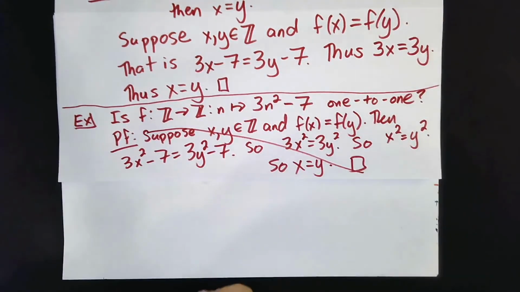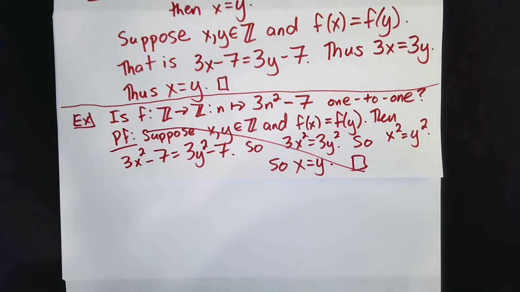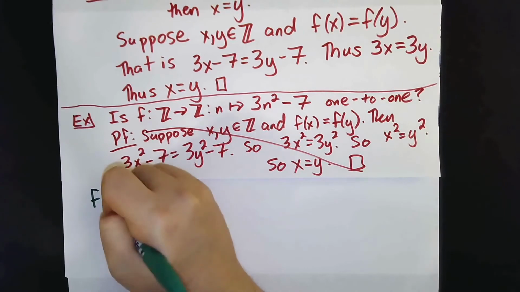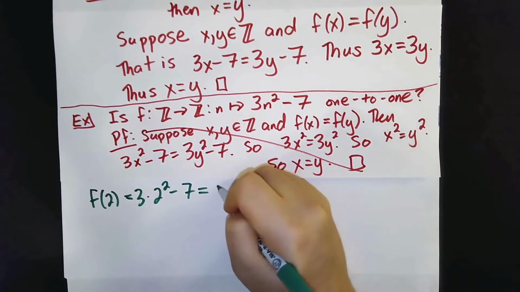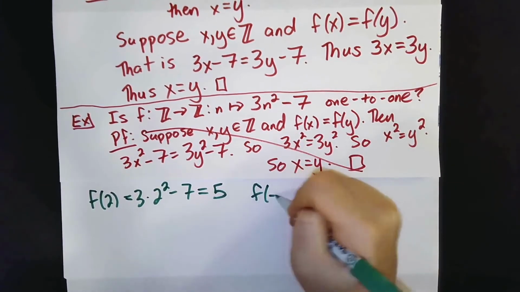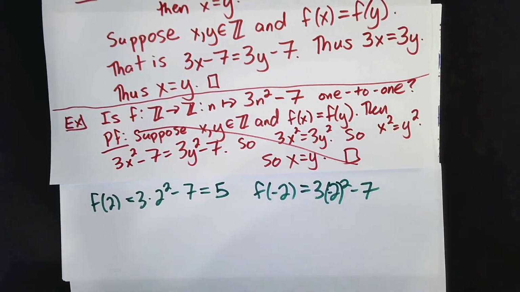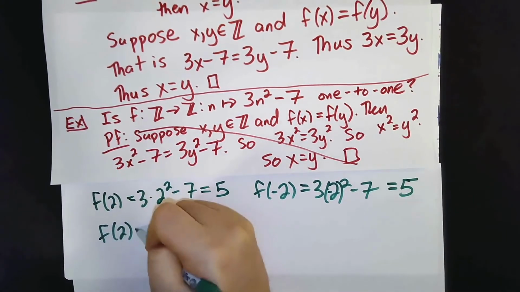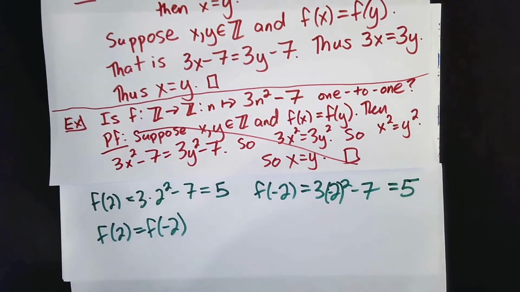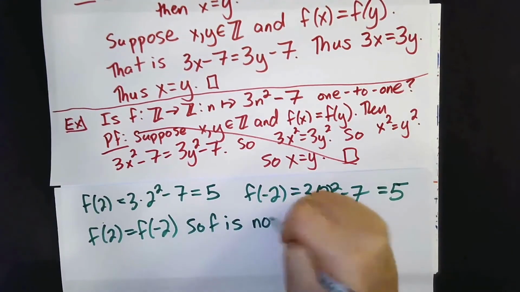How do I know it's completely bogus? Well, one way I know that it's completely bogus is that this function's not one-to-one. How do I know it's not one-to-one? Well, if I were to take, say, f of 2, that would be 3 times 2 squared minus 7, and that's 5. But if I took f of minus 2, that would be 3 times minus 2 squared minus 7, and that is also 5. And so f of 2 is in fact equal to f of minus 2. And as soon as you see that f of 2 is equal to f of minus 2, well, you know this function's not one-to-one.